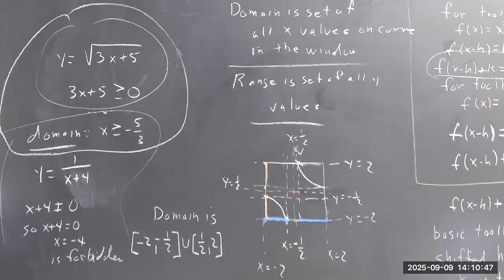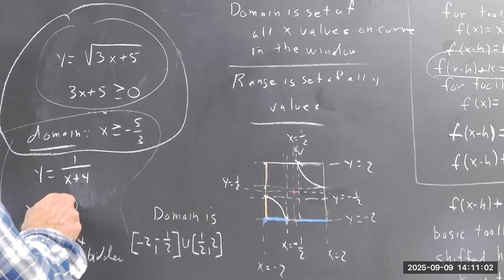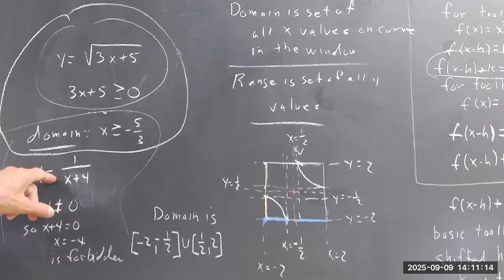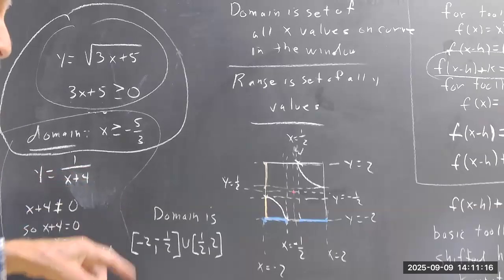Another way you restrict the domain is if the denominator could be 0. Division by 0 is undefined, it's forbidden, doesn't make any sense. So if you have 1 over x plus 4 or anything over x plus 4, x plus 4 cannot be equal to 0. So x plus 4 equals 0 is forbidden. And x plus 4 equals 0, well, it's easily solved. x is -4. So whatever you have in the denominator, set it equal to 0 and forbid that value.